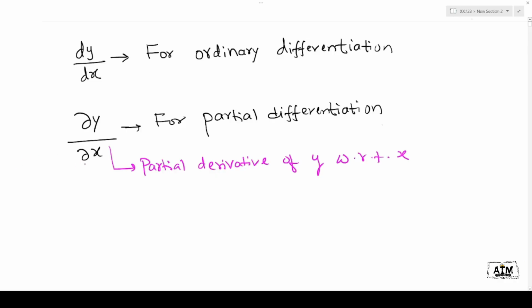Sometimes this curved symbol d is called by the name dou. It is also called by the name daba, or in short it is also called a del.